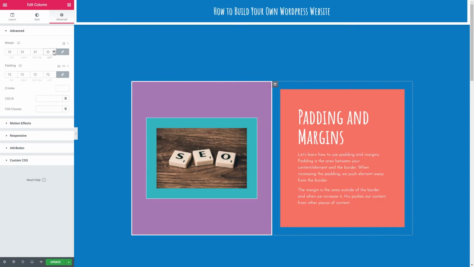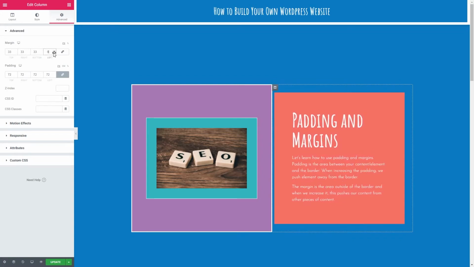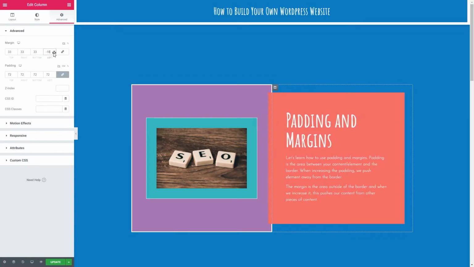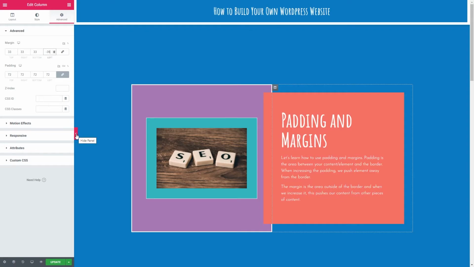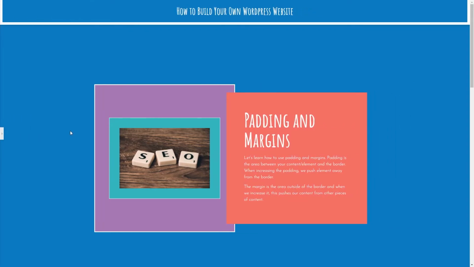And now for the sake of styling this, making it look a little bit more presentable, what I'm going to do is I'm going to bring this column over to the left. And to do this, I can go to the chain here, unlink the values, and in the left margin option, I'm going to decrease this to the point of minus, which brings it over into the other column. So if I now just hide this panel, we can see that we have something that is a little bit more presentable than just two columns side by side.